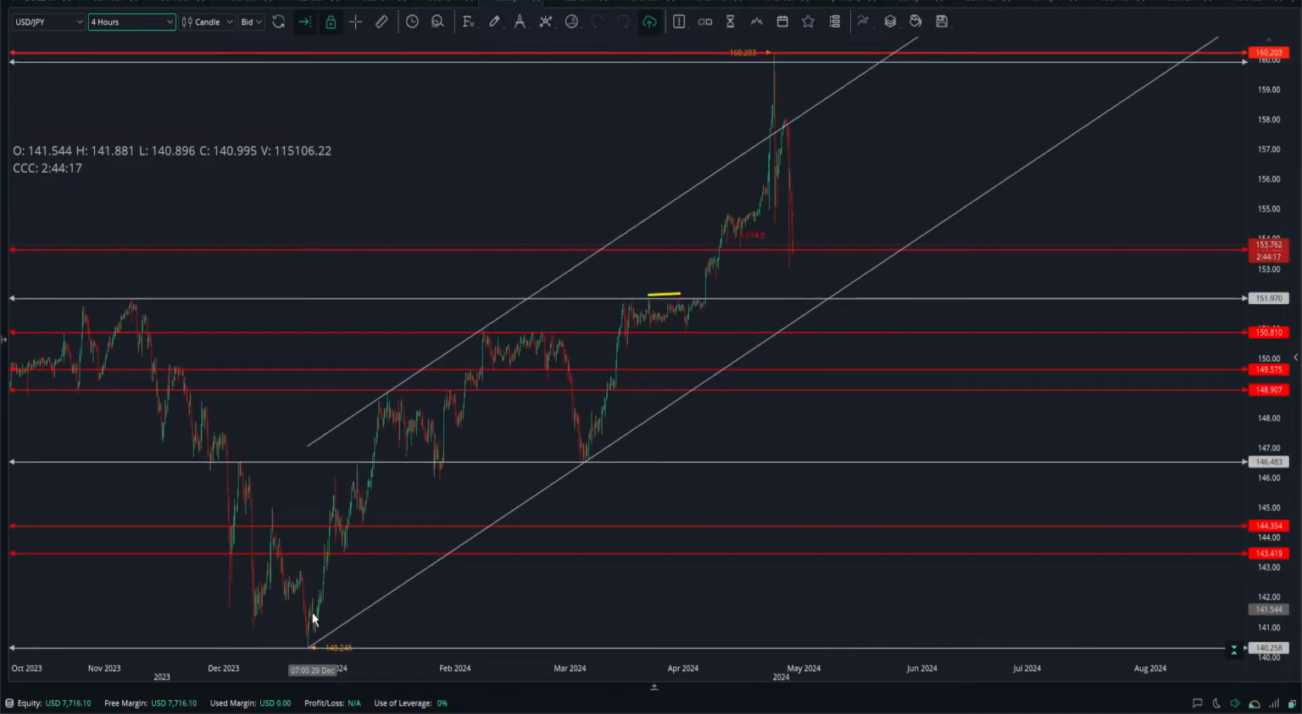And I think this is moving in this channel, so this area may be an area of confluence, I mean an area of support for the price in the coming days. Keep an eye on this one also, that is 151.97, but if this breaks, then the next target will be 150.81.